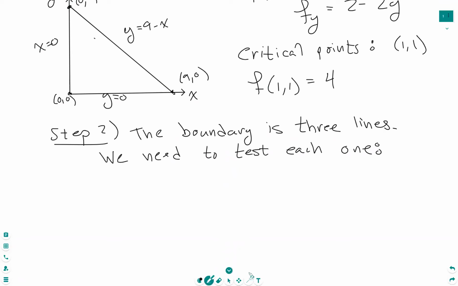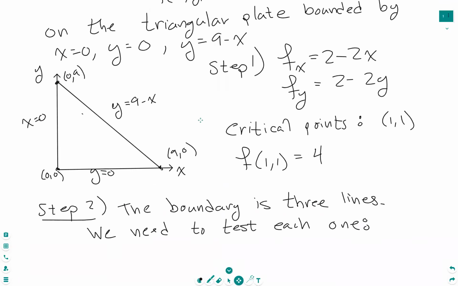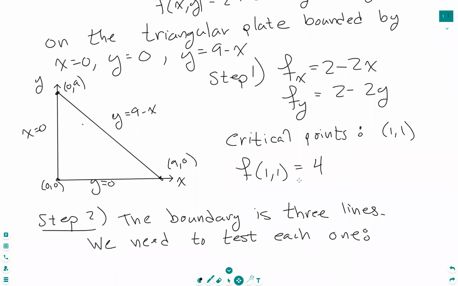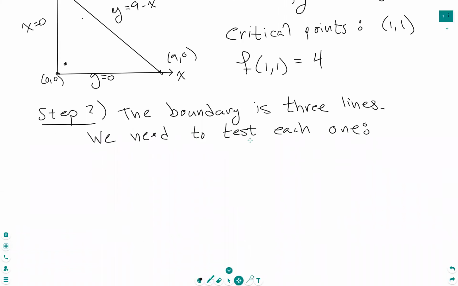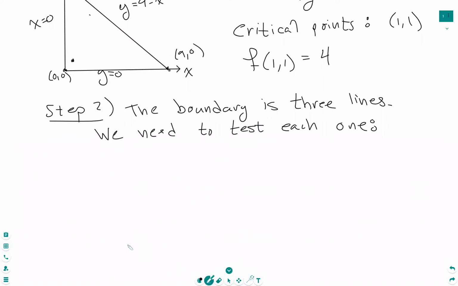Oh, before we move on, I do want to note that in step 1, the reason we drew this first was that we wanted to make sure this critical point was actually in the domain. So the point (1, 1) is somewhere in here, so it is in our domain. I might be sneaky and have a critical point somewhere outside. If it's outside, we don't care about it, we move on. Okay, so now back to step 2.